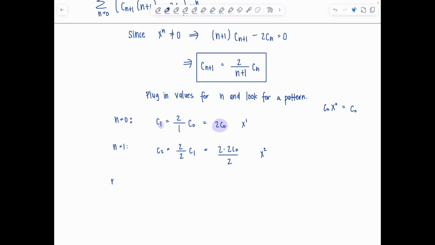Keep going. n is 2. So c sub 3 is going to be 2/3 c2, which is 2/3 times 2 times 2 over 2.